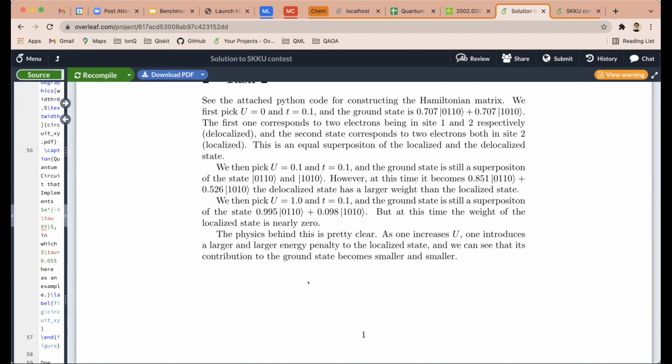So as one increases U, one introduces a larger and larger energy penalty to the localized state. And we can see that its contribution to the ground state becomes smaller and smaller.